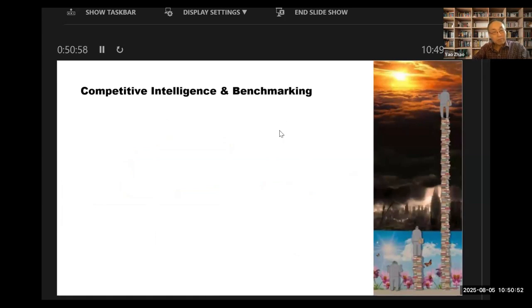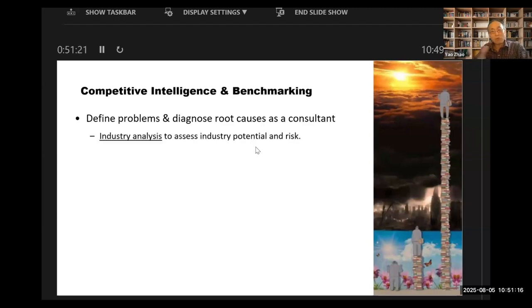Now, the second course module I want to share a little bit would be competitive intelligence and benchmarking. Here we tell students how to define problems and diagnose root causes like a consultant. I want to share a few moments. You'll see how important this is.